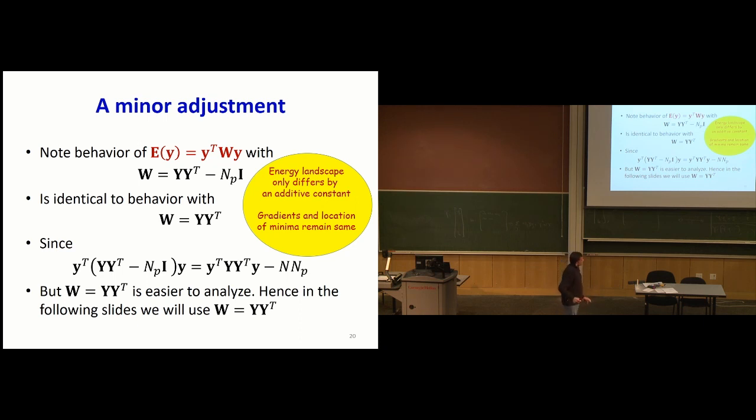First, the weights matrix was Y times Y transpose minus NP times I, right? From my perspective, this weights matrix has exactly the same behavior as just Y times Y transpose. If I don't make the diagonal matrix elements zero, the behavior will not change. So if I just put a connection back to each neuron, the overall behavior of the network will not change. How do I prove this? Very simple. Look at the energy for any particular pattern.